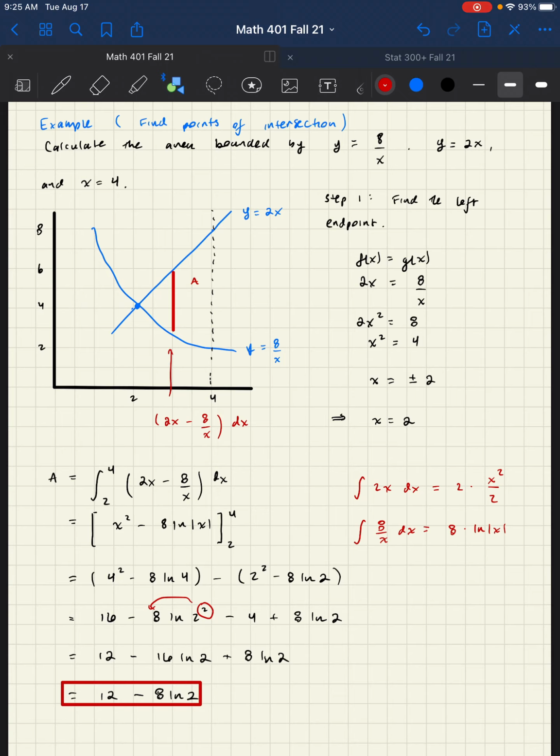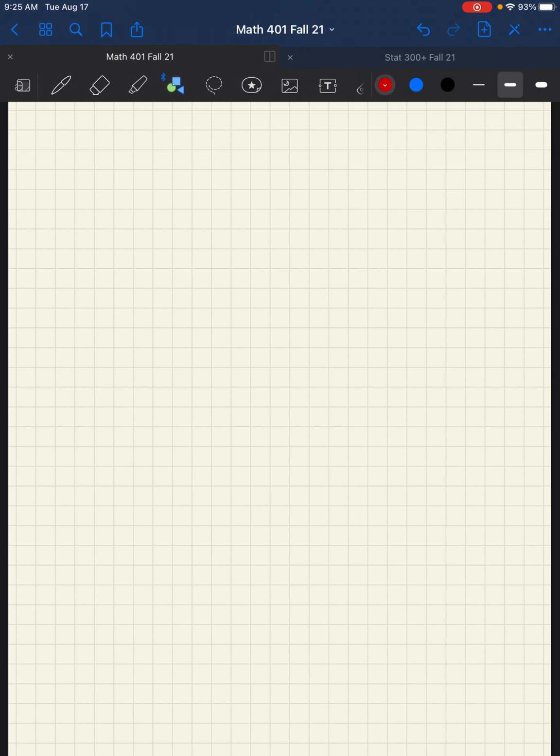All right. So in this case, we had to find one left endpoint, and that wasn't too bad. But yes, it can get more complicated. So we're going to do yet another example. Okay, so we're ramping up the difficulty level here. And here we're going to have to find points of intersection, and we get 2 integrals.